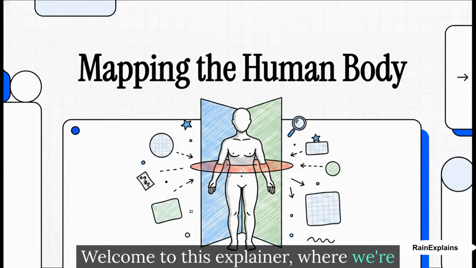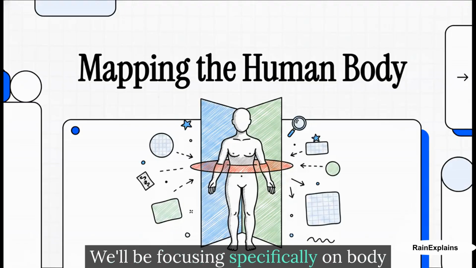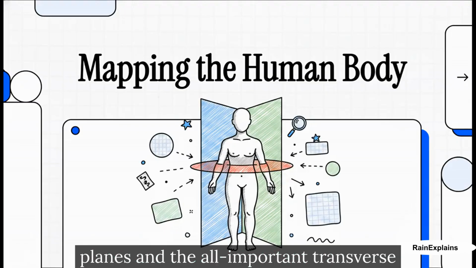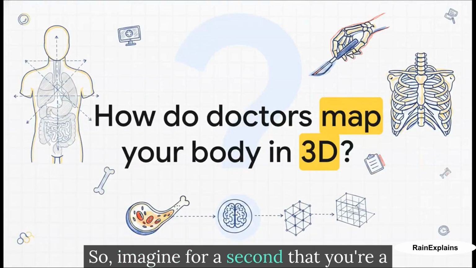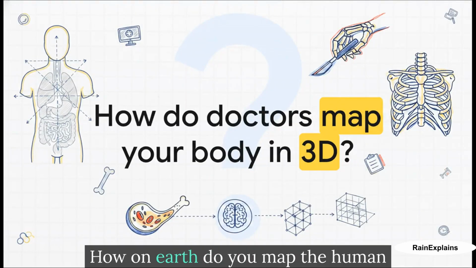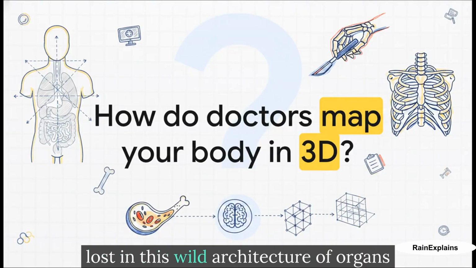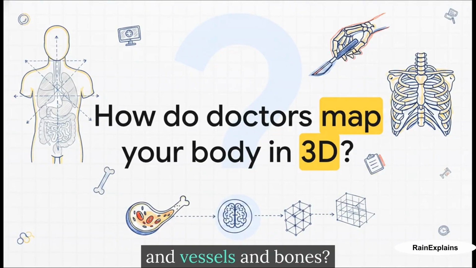Welcome to this explainer, where we're going to unpack exactly how medical map makers pull this off. We'll be focusing specifically on body planes and the all-important transverse cut. So imagine for a second that you're a surgeon, or an anatomist, or a radiologist. How on earth do you map the human body in 3D without getting completely lost in this wild architecture of organs and vessels and bones?